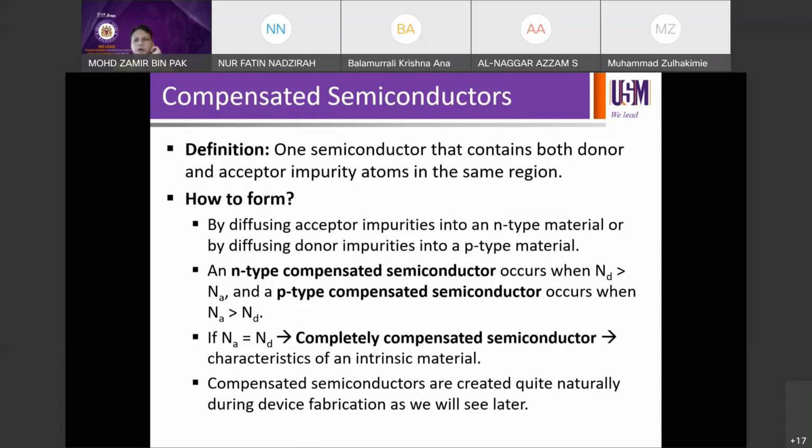Okay, yesterday we stopped at compensated semiconductors, right? And we've discussed a little bit on the concept of compensated semiconductors. And we learned that a compensated semiconductor is a semiconductor that contains both donor and acceptor impurity atoms. Or we have both types of dopants in the same region or in the same lattice, okay?